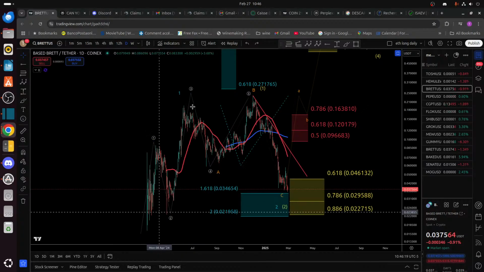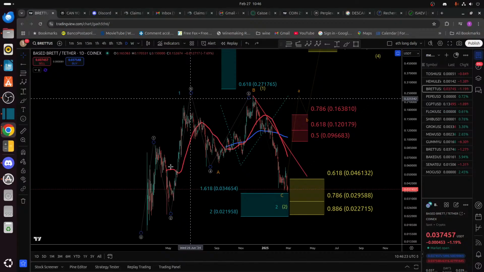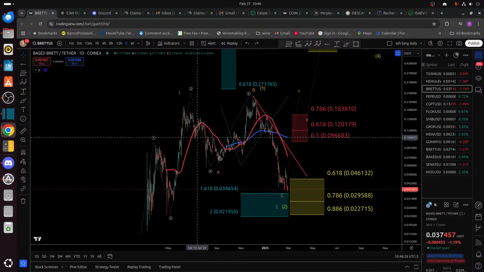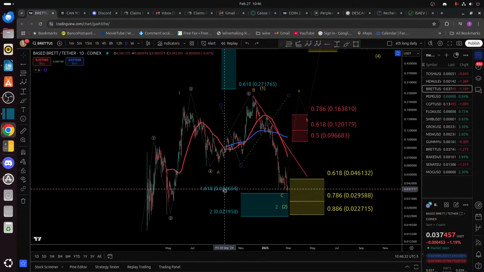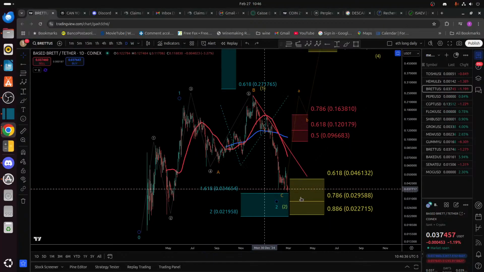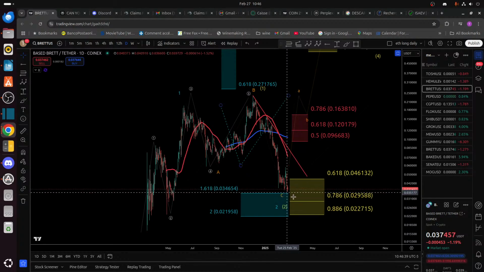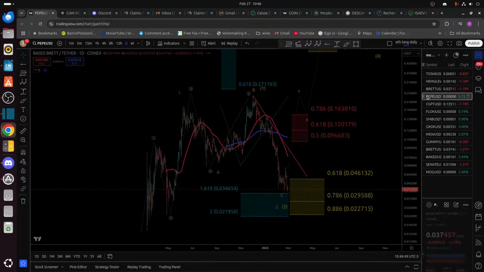I think I start to prefer the ABC count, but we shall see. That would imply that this was the A, overshooting wave B and C, and we would have reached almost the 1.618. So let's see if price reacts here. If price reacts here, it means there's a higher probability that this is going to be the good count that we should follow.